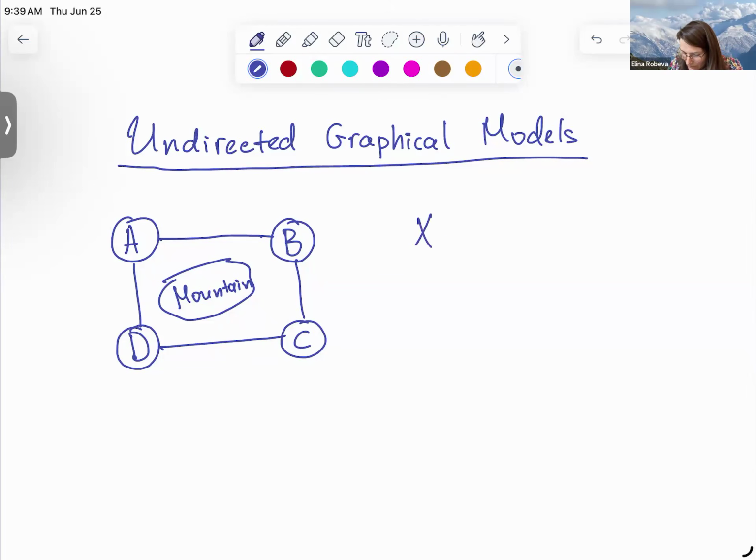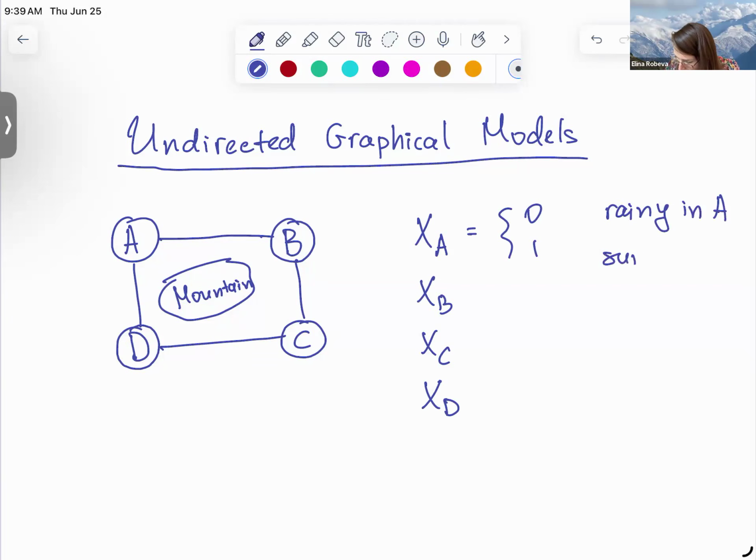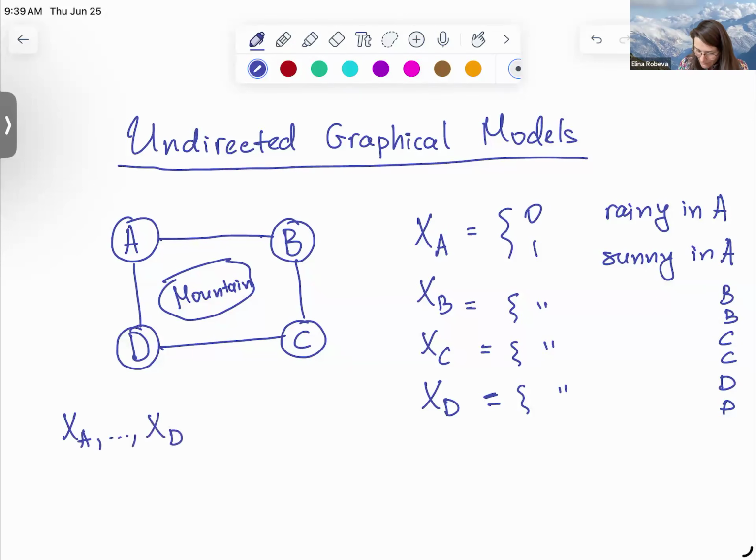And today, for each city, I'm going to have a variable, let's say xa, xb, xc, xd, which take two values, 0 or 1, depending on whether it is rainy in that city or sunny in that city. And the same definition for the other cities, rainy or sunny. So all of these variables lie in the set 0, 1.